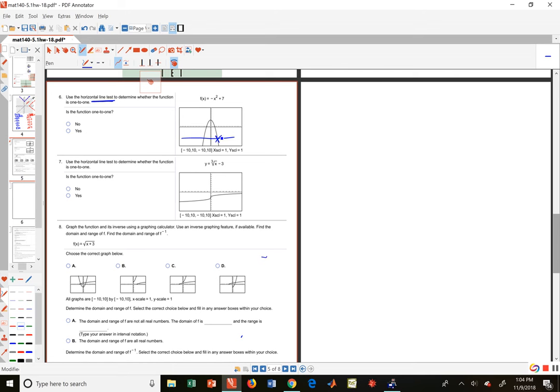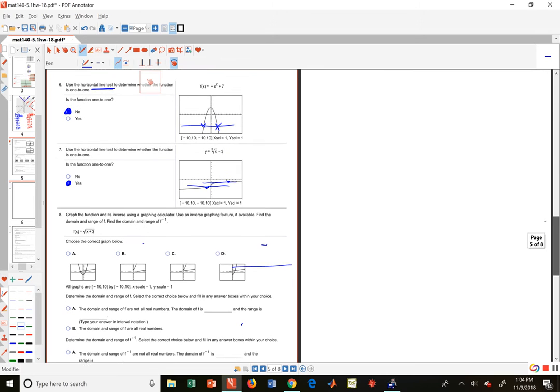So this definitely violates the horizontal line test. So it is not one-to-one. So one-to-one functions pass the horizontal line test. Now here's an example of one that does. It's a little subtle because it's so flat, but every time you run a horizontal line through this thing, it just hits 1. And so this actually is a one-to-one function. It passes the horizontal line test, although a little bit subtle there.